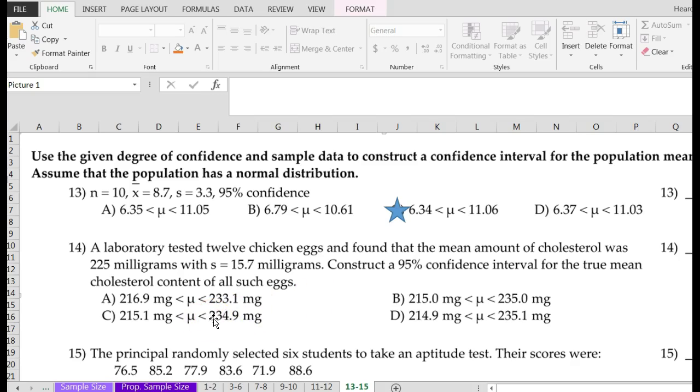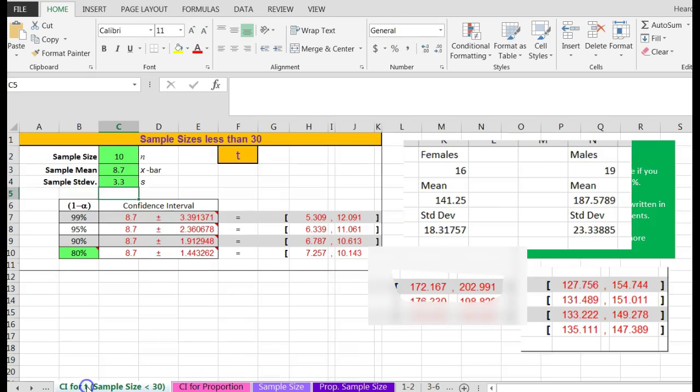I'm going to make a note of that. I write on sticky notes and stick them everywhere. So let's go back over to the confidence interval for T when my sample size is less than 30. Sample size was 12 on this one. My sample mean was 225. My sample standard deviation was 15.7. And I'm looking for a 95% confidence interval, so I'll look 95.